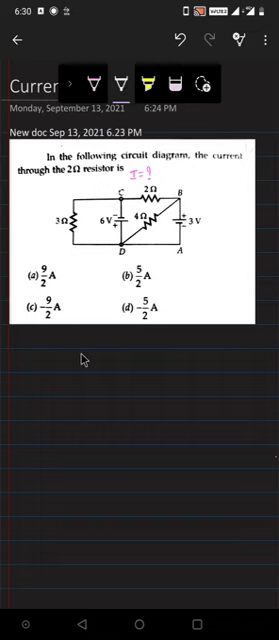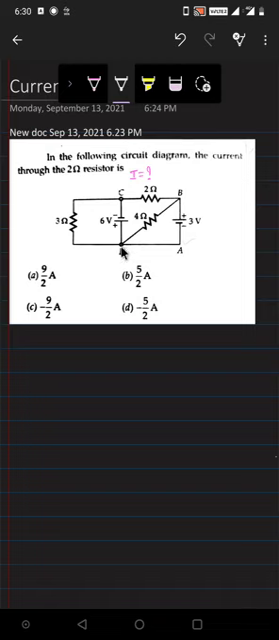I want to calculate the current through the 2 ohm resistor. You see here one 3 volt battery is between B and A, and one 6 volt battery is connected between the points C and D. If you observe, there is no electrical component between the point D and point A.